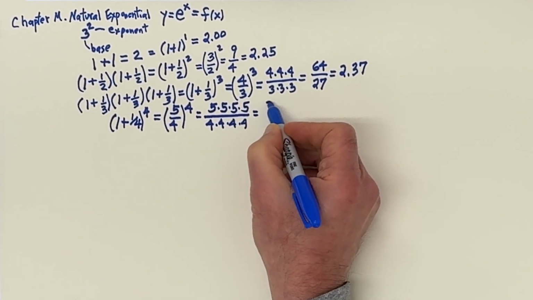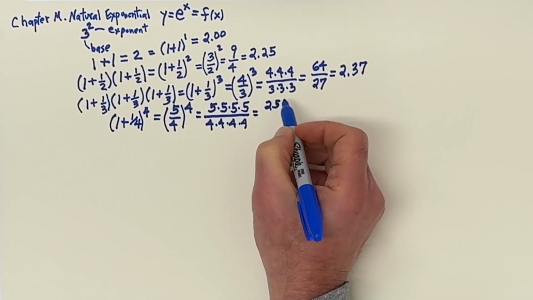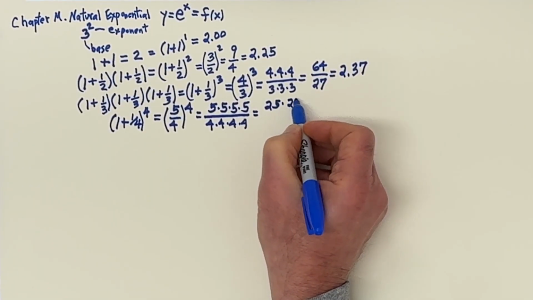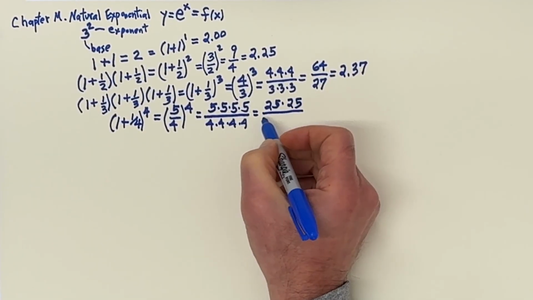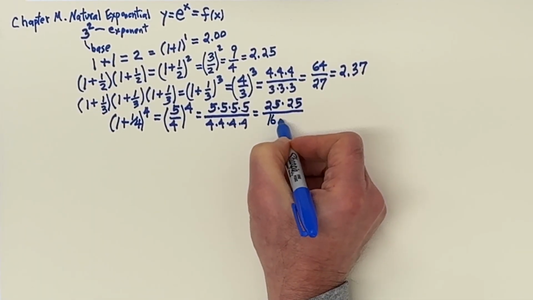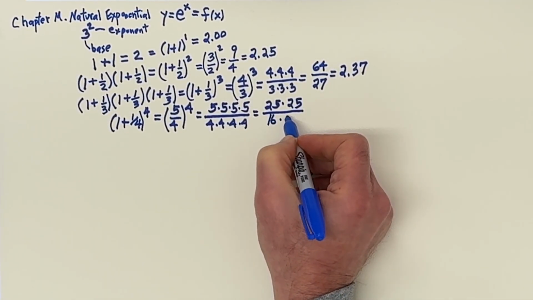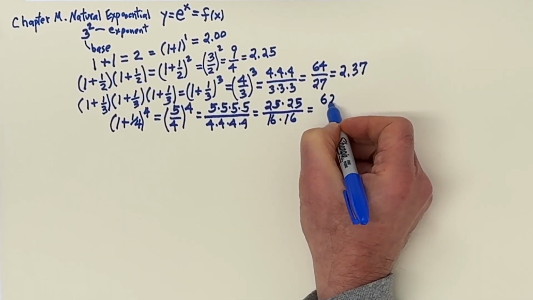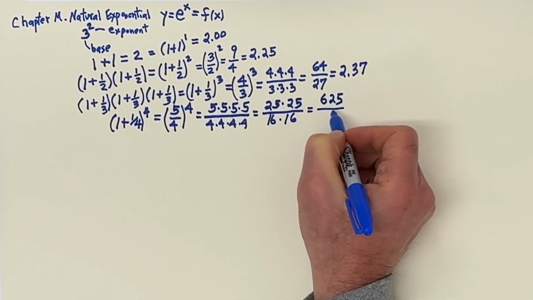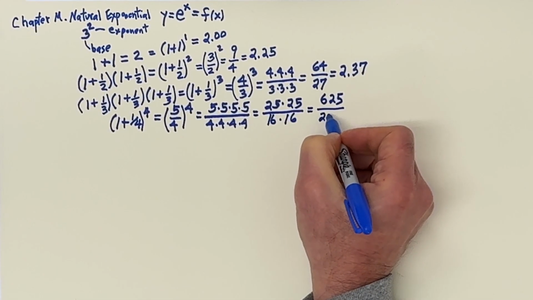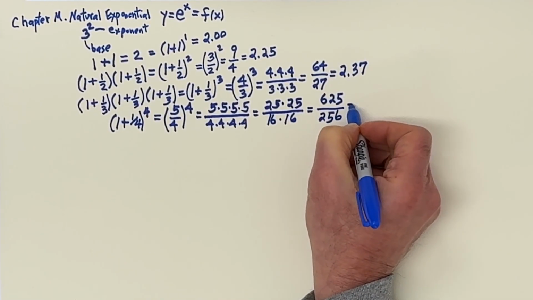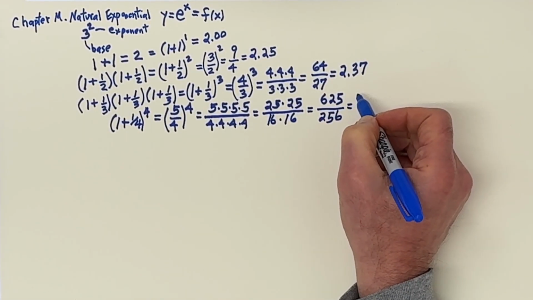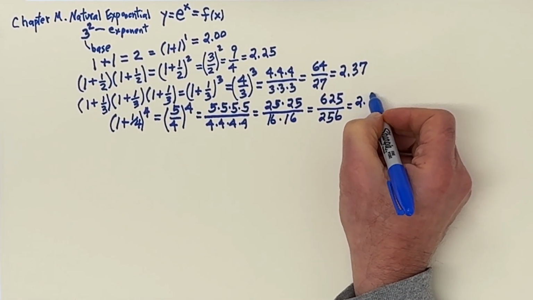Now 5 times 5 is 25. So we want 25 times 25. And 4 times 4 is 16. And we want to have 16 times 16. This is 625. This is 256. And when we divide this, we could use our calculator here, 2.44.